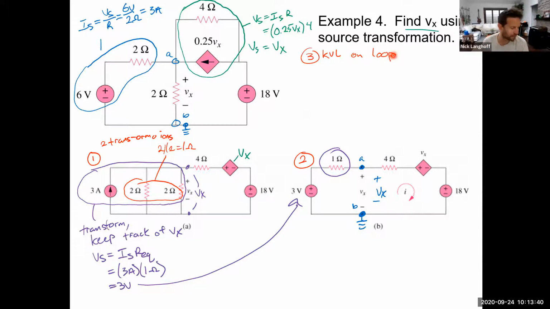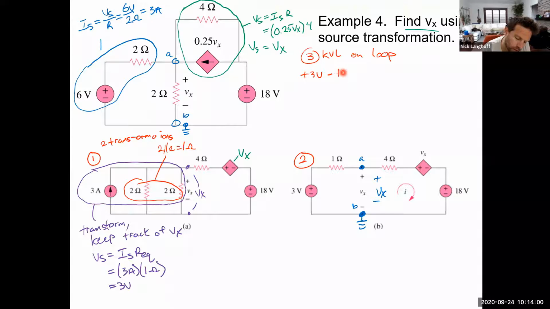Now the current has already been labeled as going clockwise, so we'll go with that approach. Let's say we started in the lower left-hand corner, and I'll erase these points here. As we move clockwise around this, we're going to get a plus 3 volts. We're going to get a minus 1 ohm times I, that's the drop across the 1 ohm resistor. We're going to get a minus 4 ohms times I, that's the drop across the 4 ohm resistor.